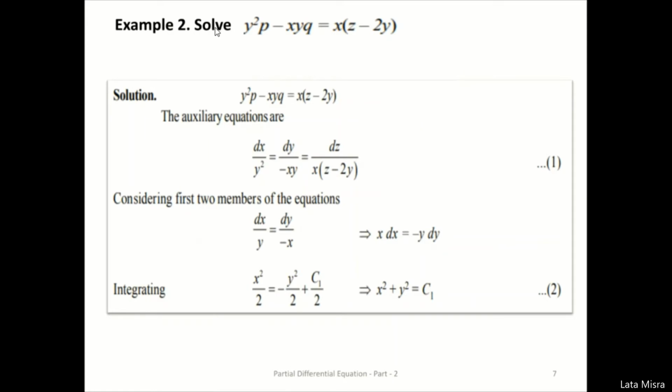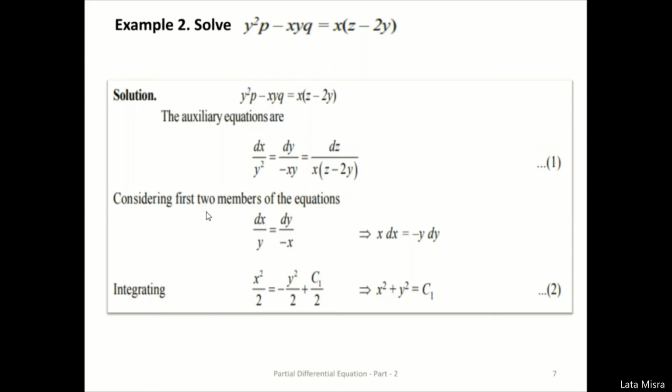Now another example is y²p - xyq = xz - 2y. It is again in the form of Pp + Qq = R. We find capital P is y², capital Q is -xy, and capital R is xz - 2y. So we write the auxiliary equation dx/y² = dy/(-xy) = dz/(xz - 2y). Again it is seen that variables can be separated easily.